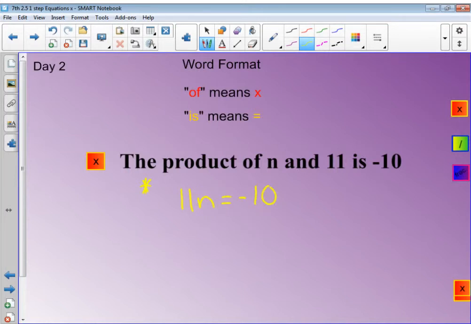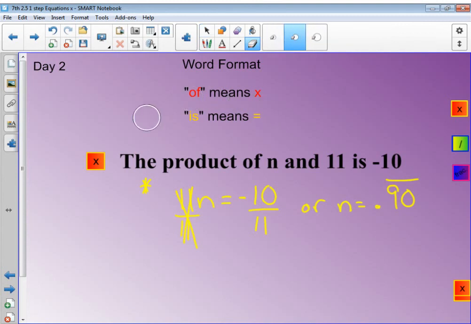So you should have had 11 times n or 11n or n times 11 equals -10. Then we would divide by 11, divide by 11. So you should have gotten n equals -10/11 or n equals -0.90 repeating if you change it to a decimal.